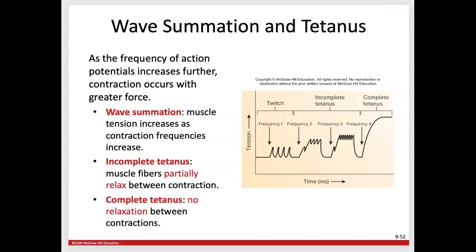So as the frequency of an action potential increases further, contraction occurs with greater force. So we have wave summation. Just know these as being able to define these. You don't have to necessarily explain these in depth. So wave summation is muscle tension increasing as contraction frequencies increase. In incomplete tetanus, the muscle fibers partially relax between those contractions. And then in complete tetanus, there's no relaxation.